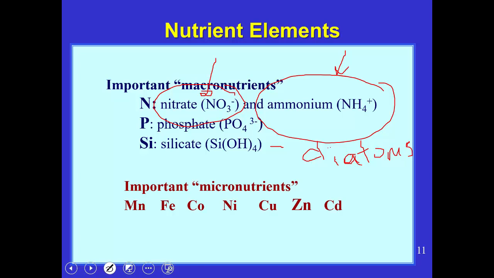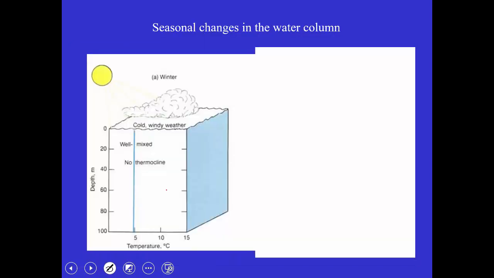There's other things that are required. These are the so-called micronutrients. Much lower concentrations of these nutrients are required by phytoplankton. And we'll talk a little bit about iron on Thursday. So those are the nutrients that are controlling these organisms. So let's get back to why there is a spring bloom?